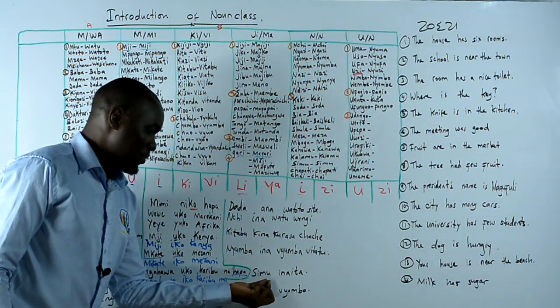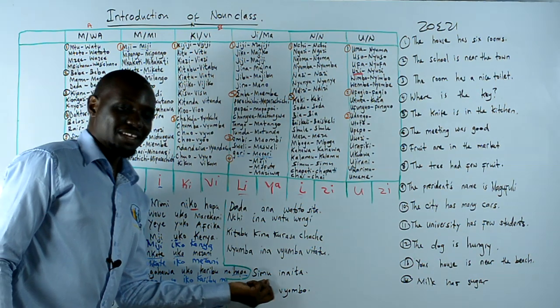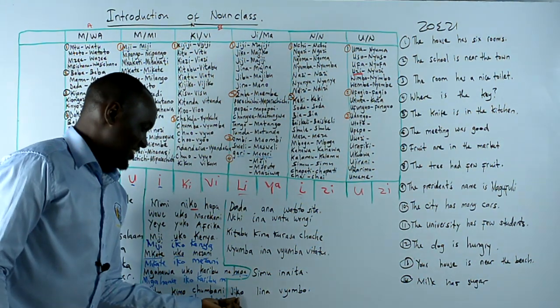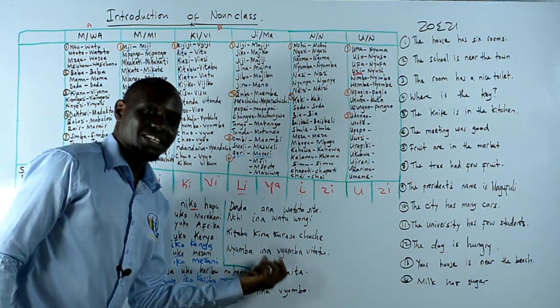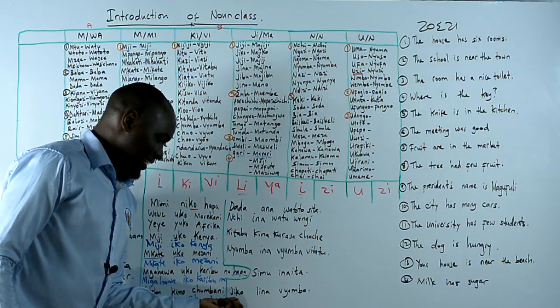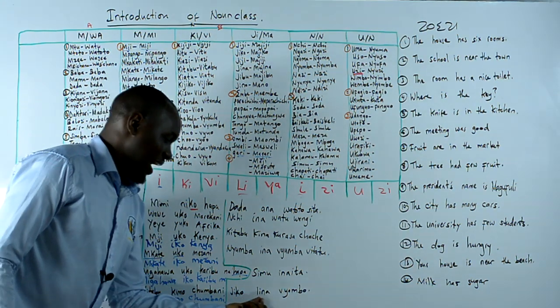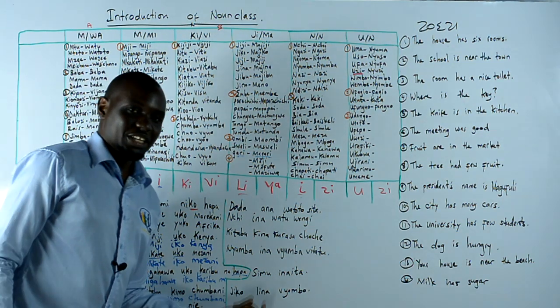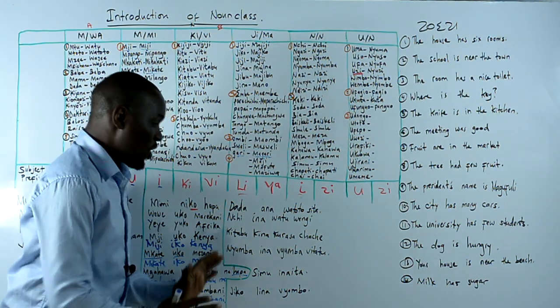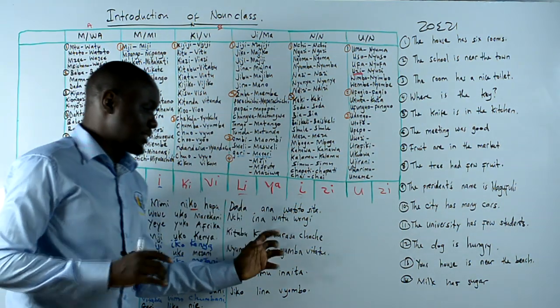Simu inaita. The cell phone is calling. Jiko lina vyombo. The kitchen has dishes. So now, how are we going to make these sentences plural?